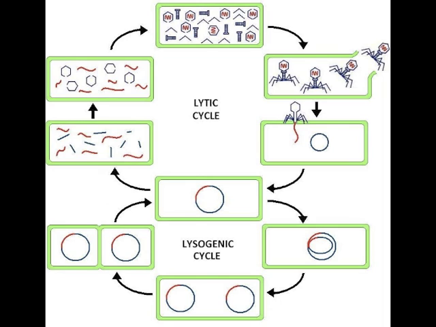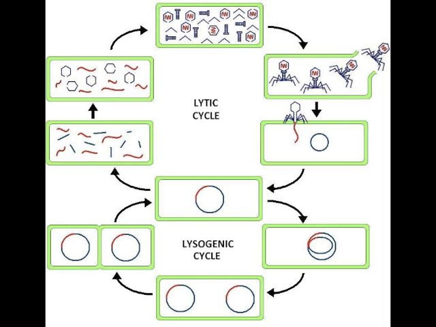As the host cell fills with newly assembled viruses, it bursts, just like a balloon with too much air. The host cell then dies, and the released viruses begin searching for the next host cell. This type of viral reproduction is called a lytic cycle.